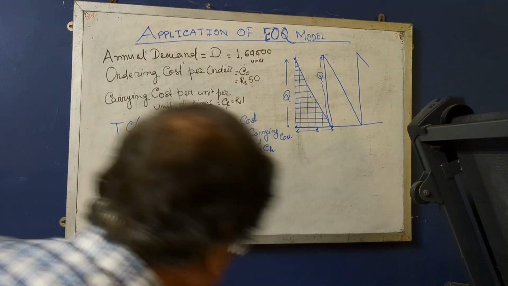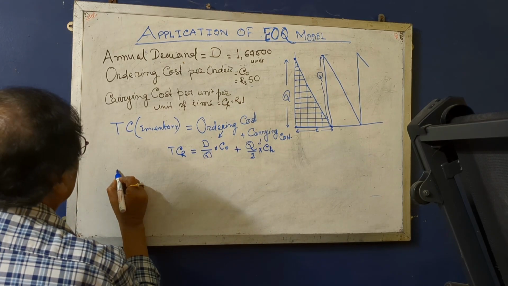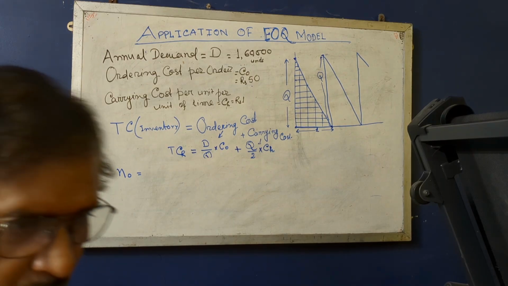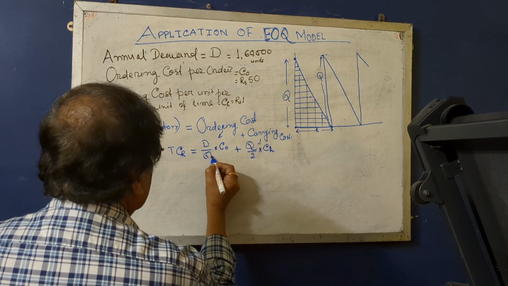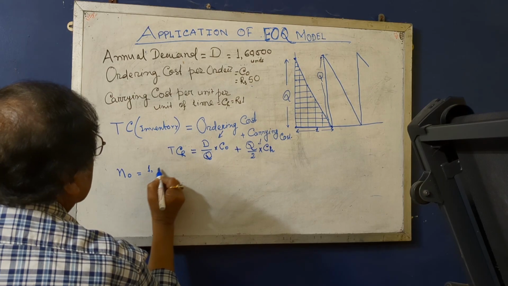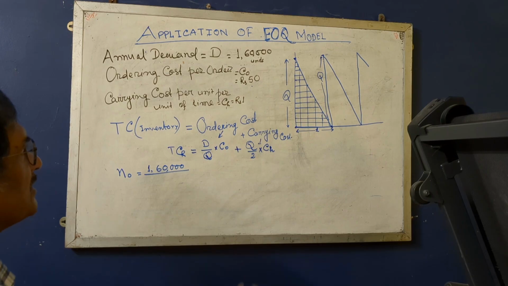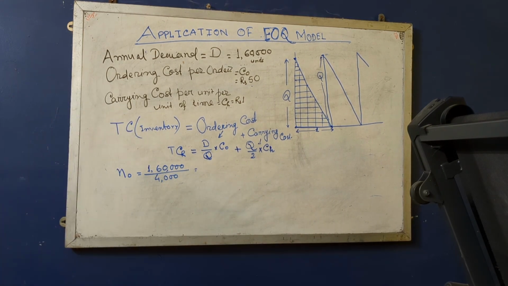Now, my first answer: how many orders are required to be placed during the year? One thing I have forgotten: consider 360 days in that year, as 5 days are holidays or not producing. The total quantity required is 1,60,000 units, the requirement for the whole year. And the best ordering quantity I have already calculated, that is 4,000. We have to order 4,000 at a time. This is the best ordering quantity.